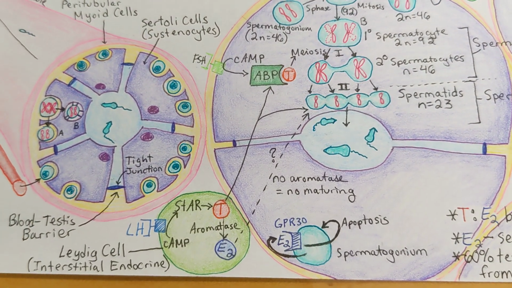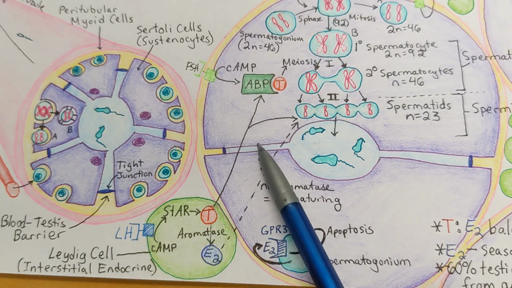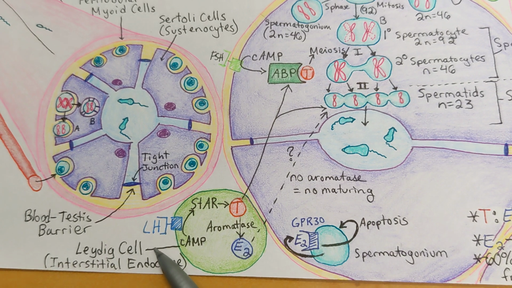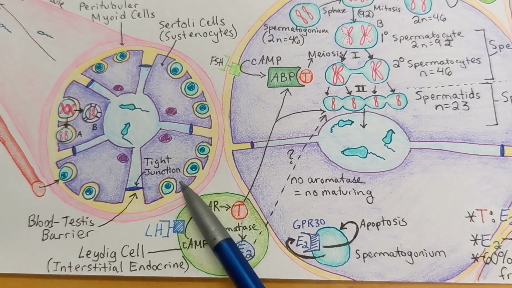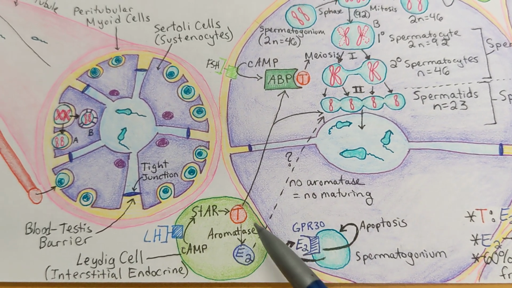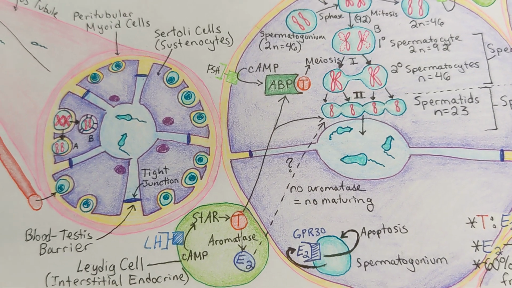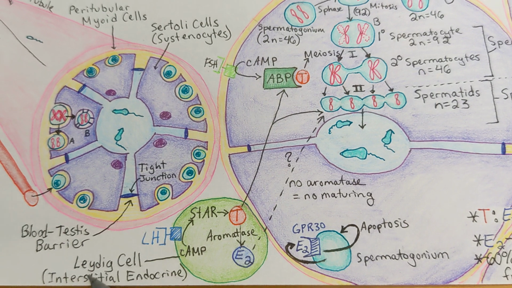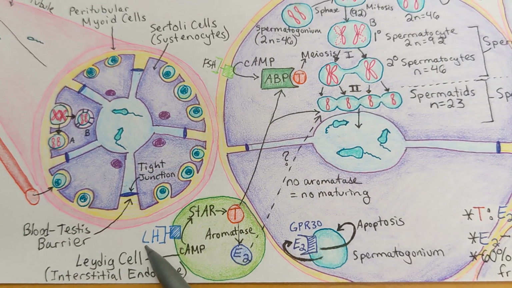Let me introduce another type of cell. Outside the seminiferous tubules are a series of cells called Leydig cells. They're also called interstitial endocrine cells because they are between the seminiferous tubules. They're in their interstitium, and these are really important endocrine cells. Okay, I will call them Leydig cells because L, Leydig cells, binds to LH, luteinizing hormone.